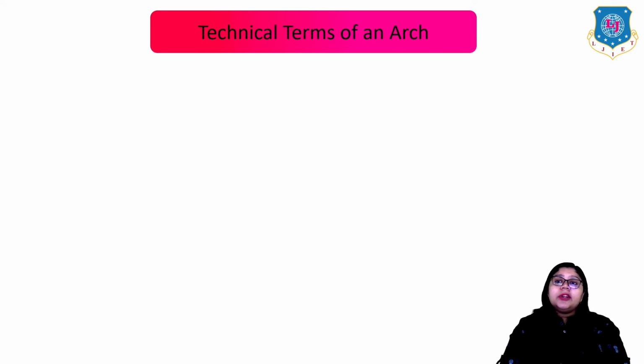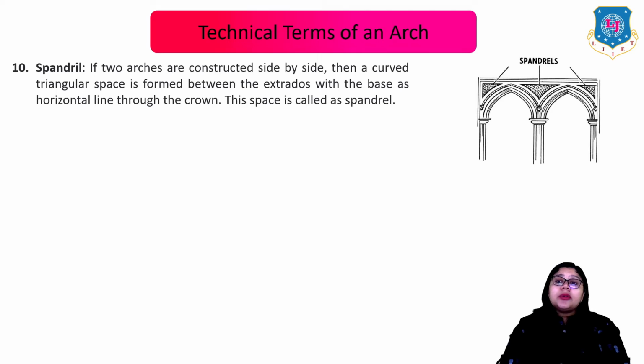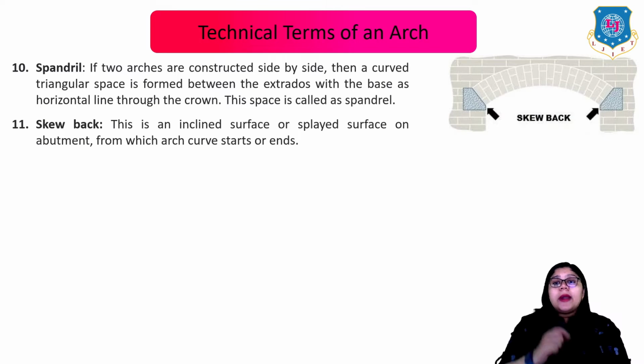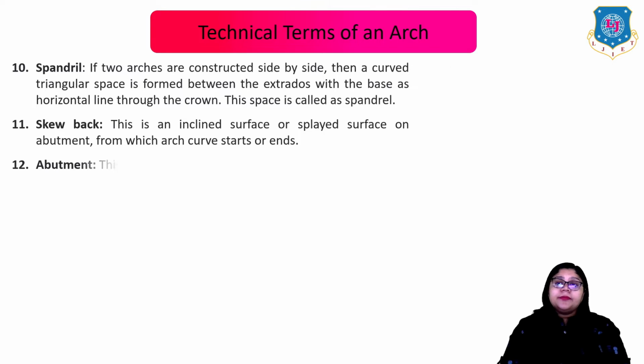Now let us talk about the next one, which is the spandrel. If two arches are constructed side by side, then a curved triangular space is formed between the extrados with the base as a horizontal line through the crown. This space is called the spandrel, as shown in this figure. The next one is the skew back. This is an inclined or splayed surface on the abutment from which the arch curve starts or ends. Here you can get an idea through this image.